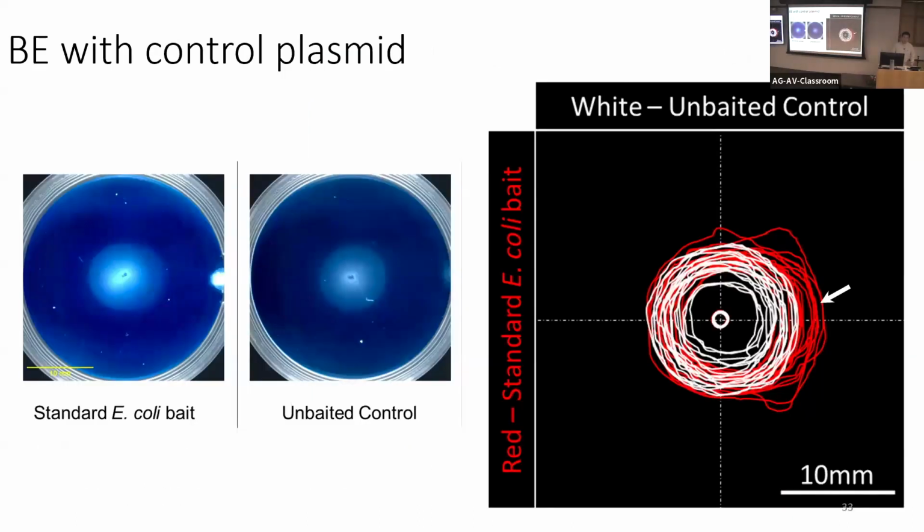And we recently came up with this: to trace the colony edges and then overlay them to show that there is a significant difference in how the colony morphology is happening. Here you can see that even with a control plasmid, where they're growing slightly slower than previously shown, you still have the extra growth or expansion on the side that is close to the bait, proximal to the bait.